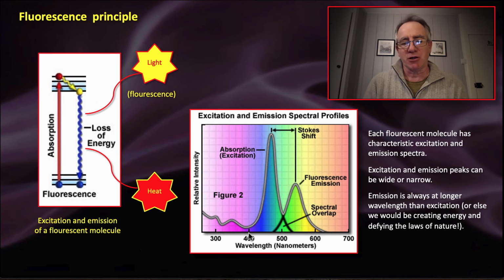Visible light really starts at about 400. Down at this end we have ultraviolet radiation, and out here we have infrared radiation. So we're talking about light that's in the visible spectrum, light that we can see.